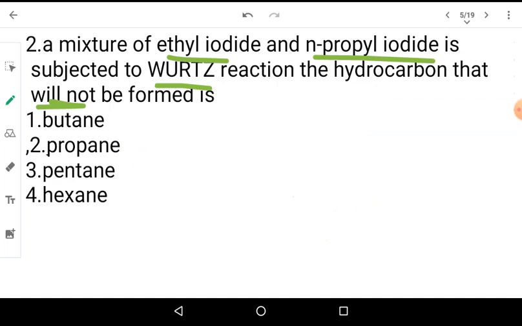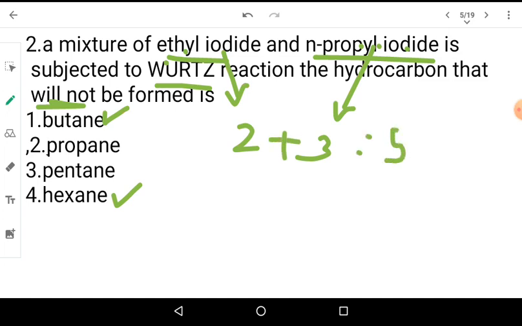Ethyl iodide contains 2 carbon, so we have to double, that is butane is possible. N-propyl iodide, so we have to double 3, so we get 6, so hexane is also possible. And if we are adding these two, we have 2 carbon here and we have 3 carbon here. Adding, we get 5 carbon, so 5 carbon containing pentane is also present, but propane is not present, so that is going to be the answer for this question.